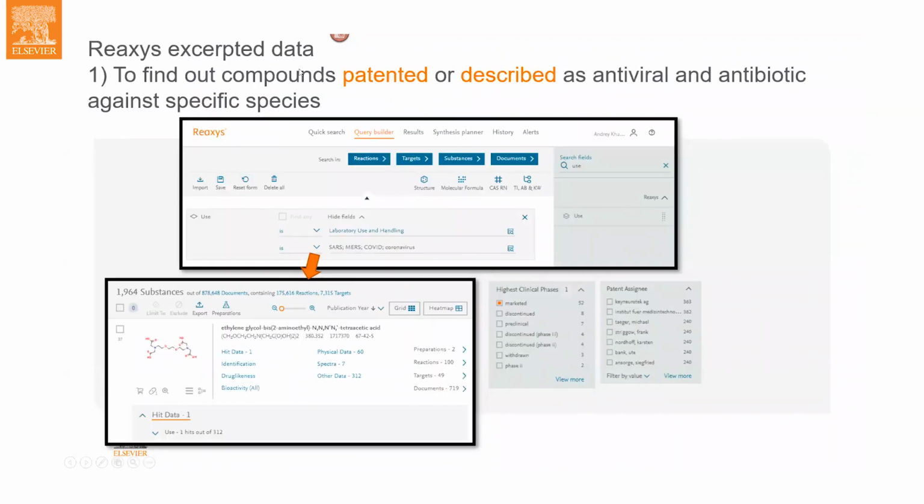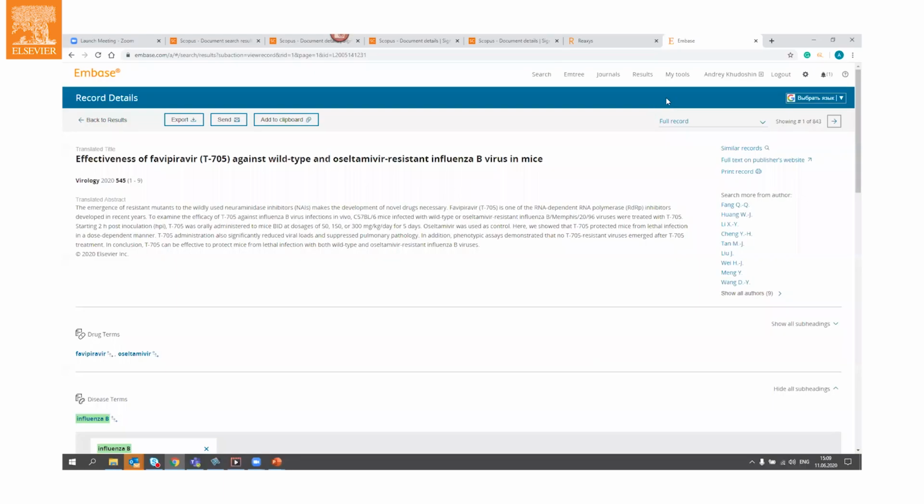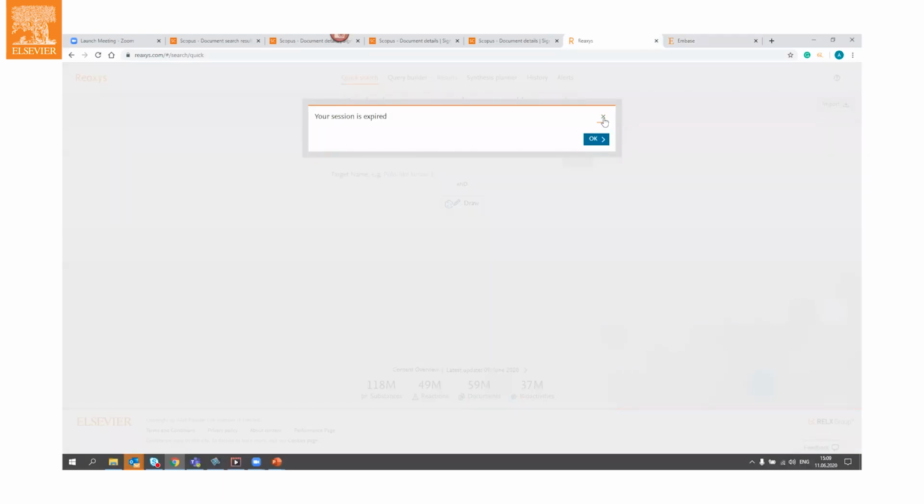And let's go to our search strategies. So if you are interested in finding the patents, which substances are patented against some specific diseases, or a specific application, by the way, for example, corrosion inhibitor, it's also possible to search there. You can use the searchable field Use from Reaxys. And let's go from Embase to Reaxys.